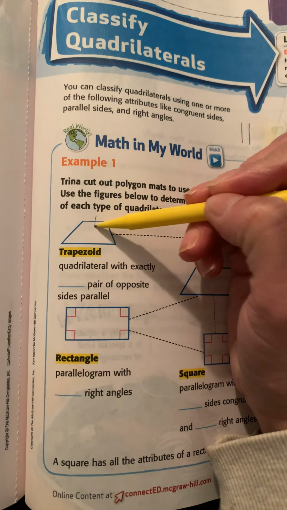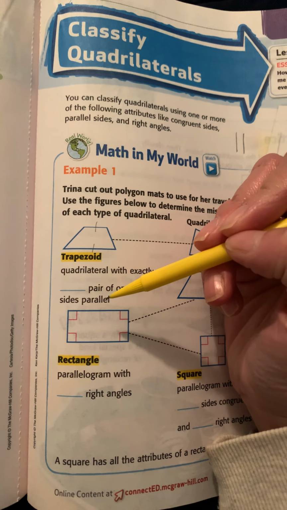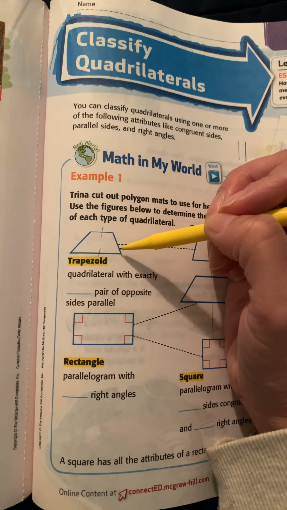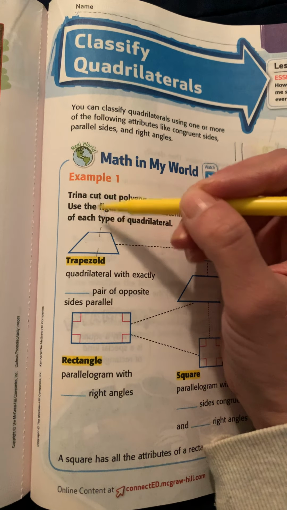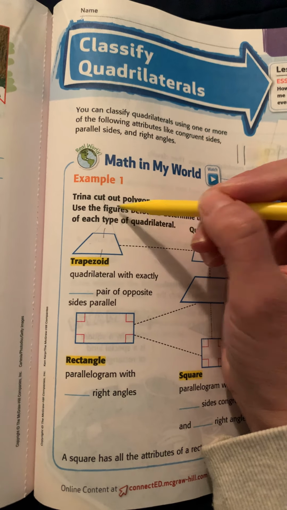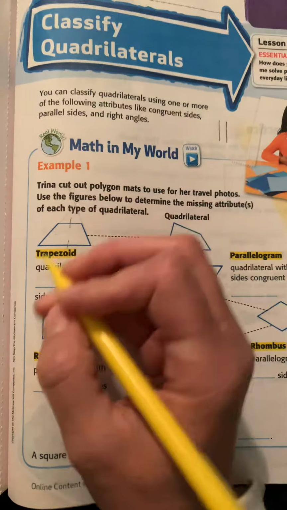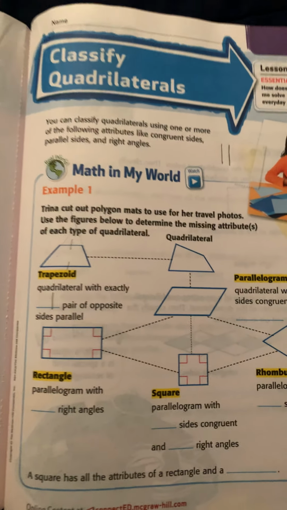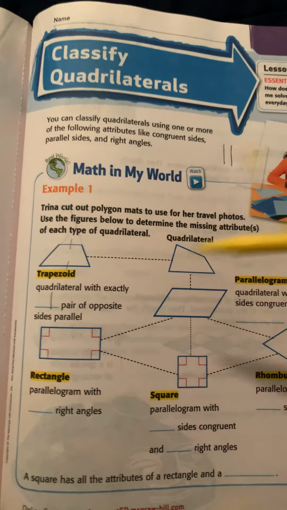So if you take a look, this and this are parallel. It means they run side by side, but they will never touch. These two, however, are not parallel because if I kept going and continuing them, they would eventually cross each other. So a trapezoid has one pair of opposite sides parallel. Okay, so they are their own group.